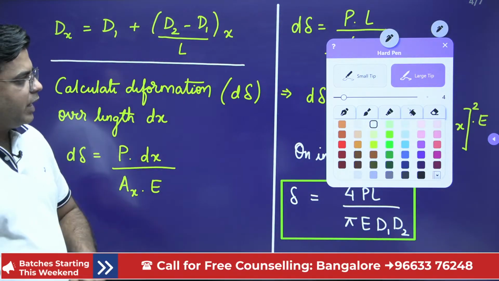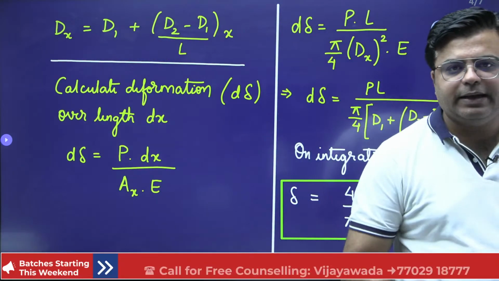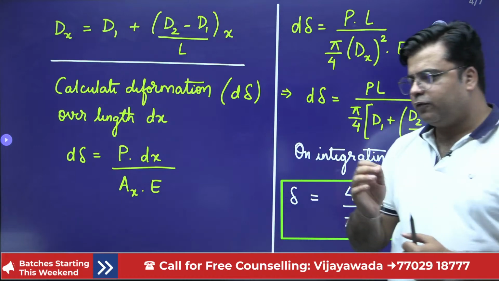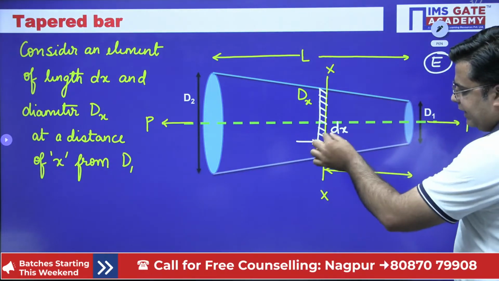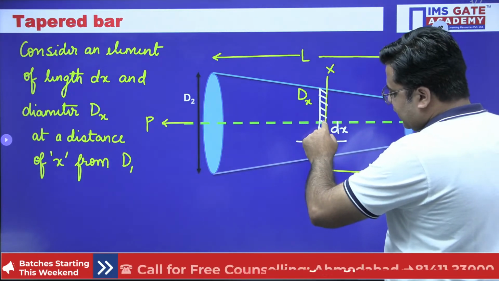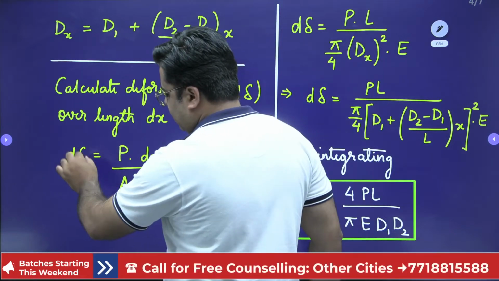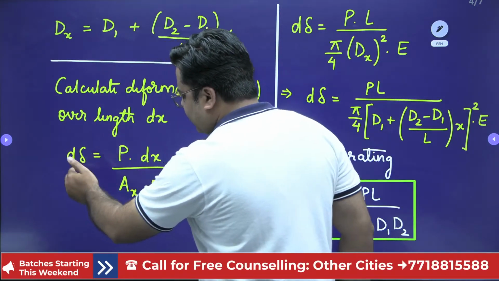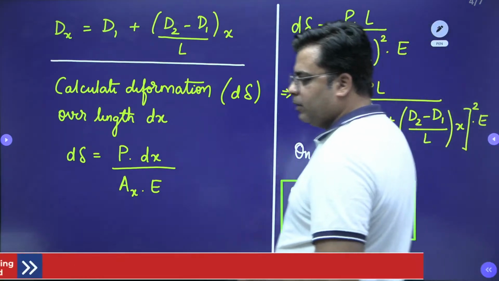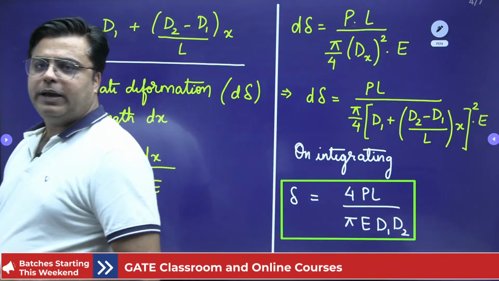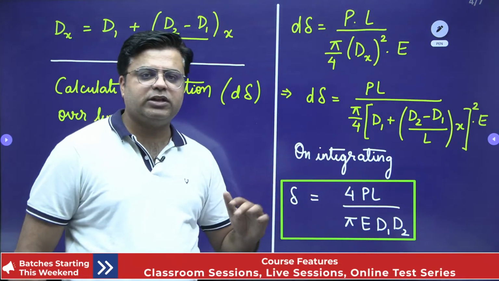So this is how you calculate the total deformation of the tapered bar. Whenever any tapered bar is given to you, the first thing you need to do is consider an element of length dx. Over this length dx, you calculate the deformation d delta. This d delta has to be integrated from 0 to L to get the total deformation of the bar, which comes out to be 4PL upon pi E d1 d2. So this is your total deformation of the tapered bar.